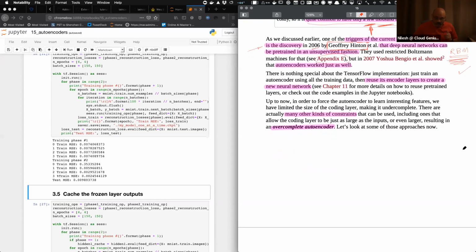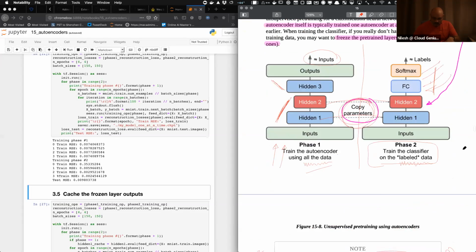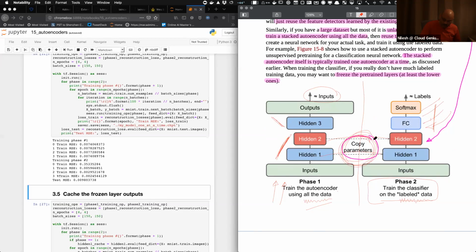Okay, core idea is to remember this. Copy the parameter. Excuse me. Give me a second.